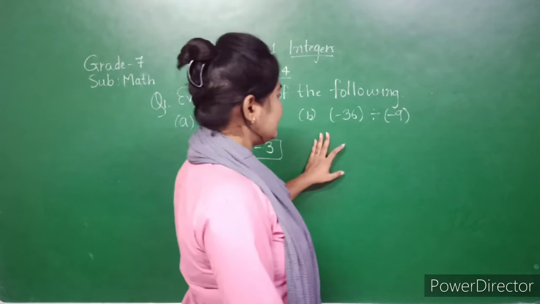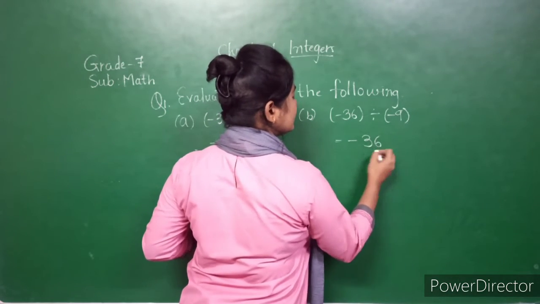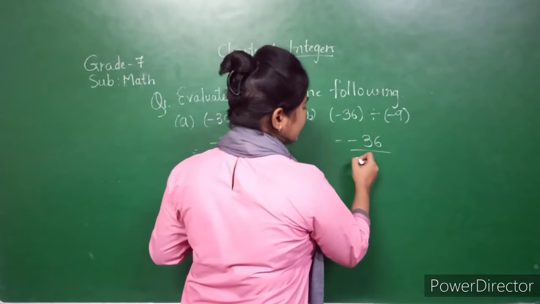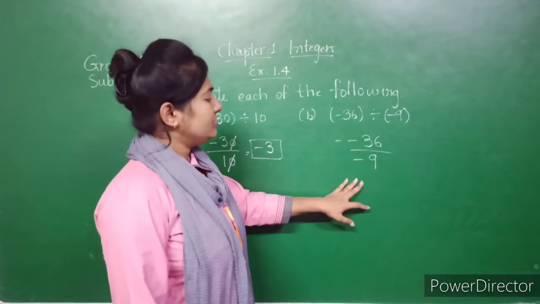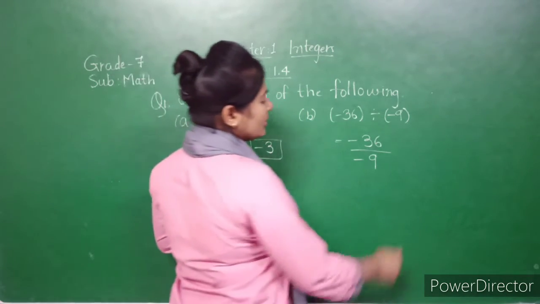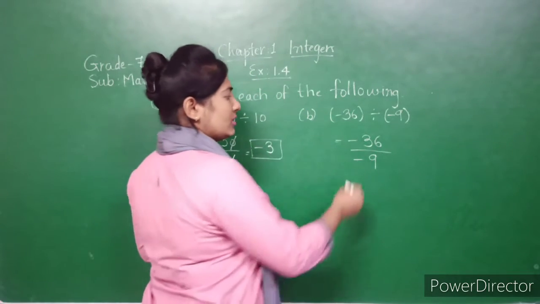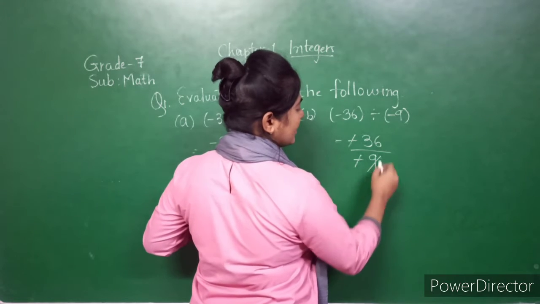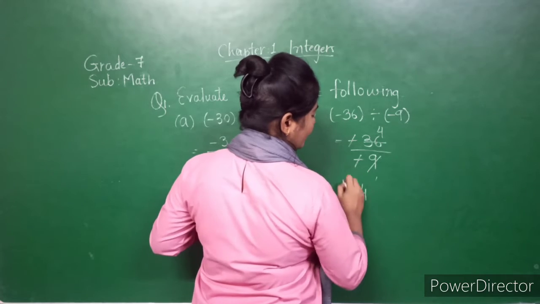Now coming to the next, minus 36. So it is minus 36. We have to write this in the numerator and then divided by 9, we have to write minus 9 in the denominator. So here minus and minus both are minus. So here minus and minus it will be cut, and here 9 ones are 9, 9 4s are 36. So answer is 4.